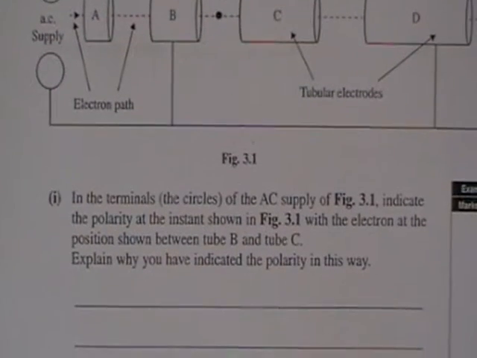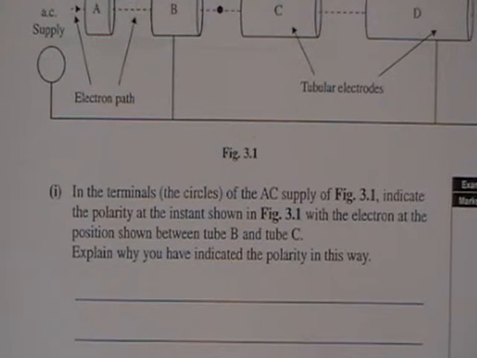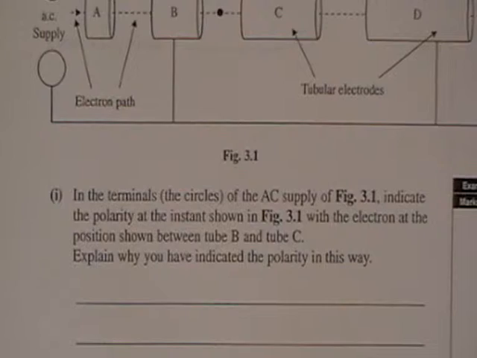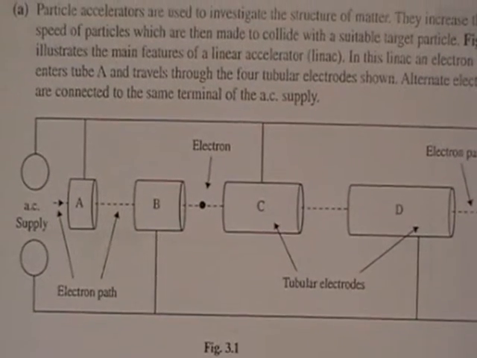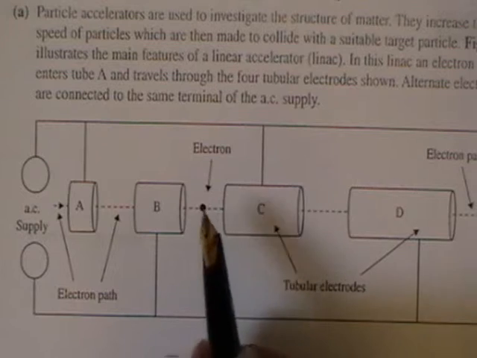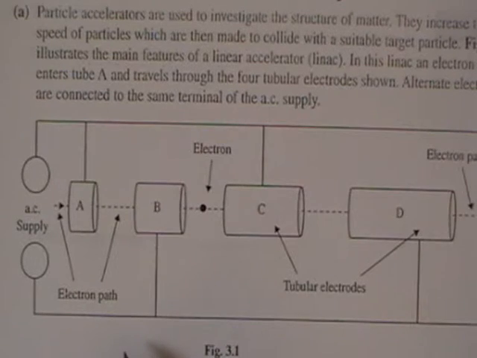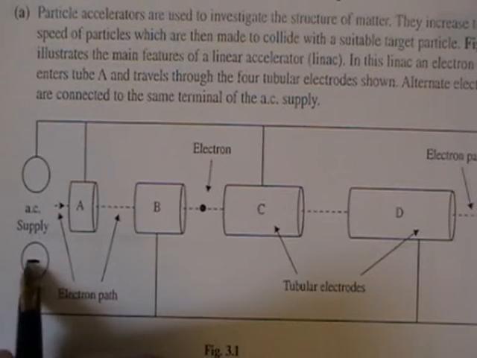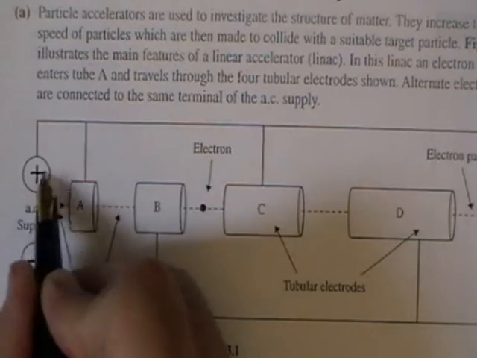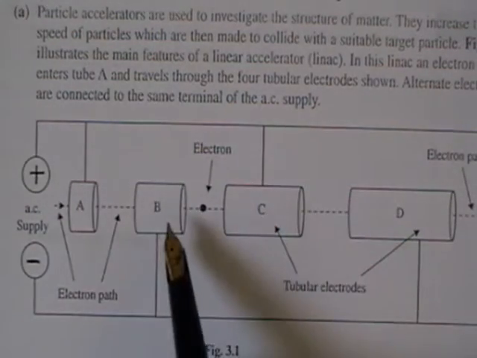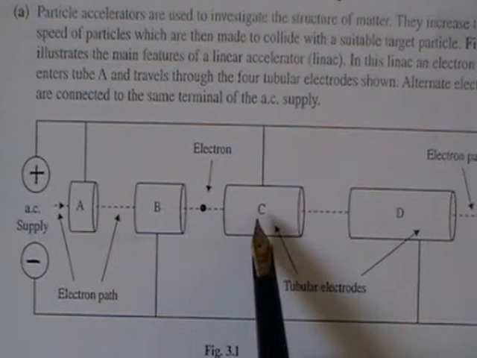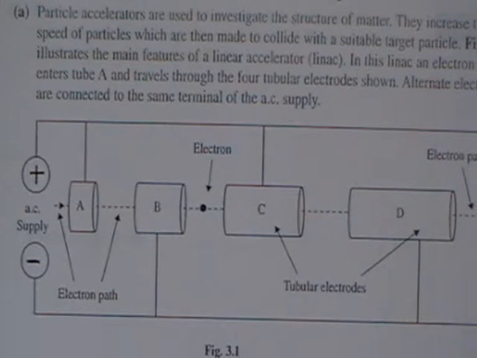First question asks for us to look at that diagram, and then it says in the terminals the circles of the AC supply indicate the polarity of the instance shown in figure 3.1 with the electron in the position shown between B and C. Right, so this is an electron. The electron wants to be accelerated from B to C, which means that C must be positive and B must be negative. So that means that the bottom terminal here must be negative and the top terminal must be positive. So now that makes C positive and B negative. The electron's been repelled by B and attracted towards C. It's been accelerated across that gap.